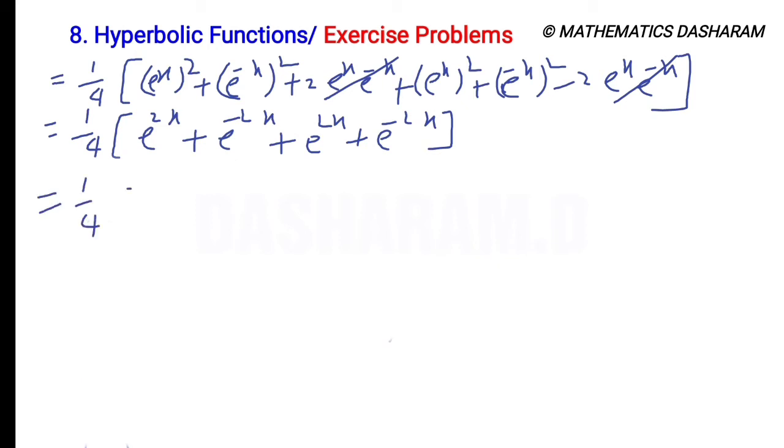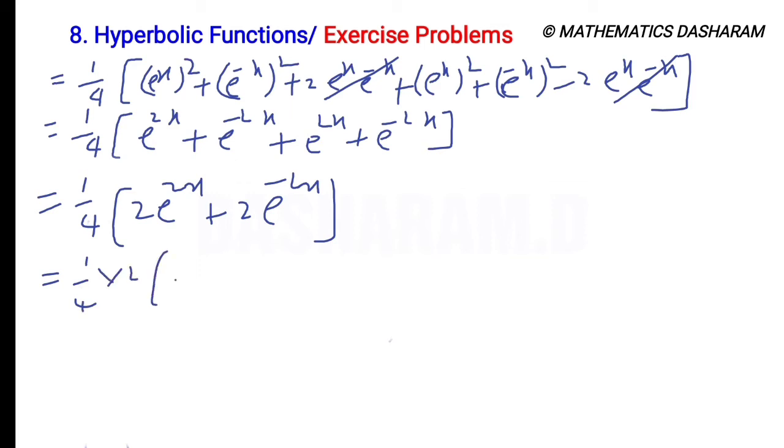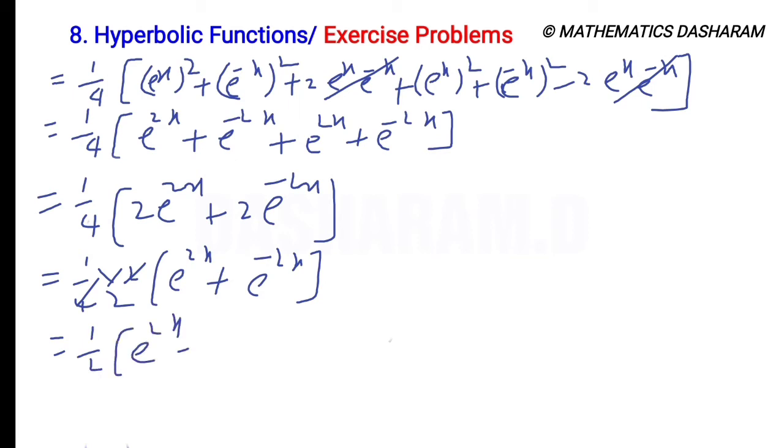1 by 4, 2 into e to the power of 2x plus 2 into e to the power of minus 2x. So 1 by 4, take the 2 common, e to the power of 2x plus e to the power of minus 2x. Here 2 ones are 2, twos are. So then here 1 by 2 bracket of e to the power of 2x plus e to the power of minus 2x.